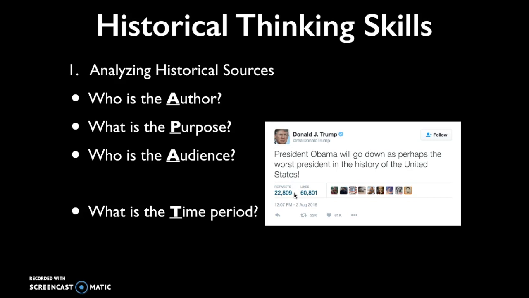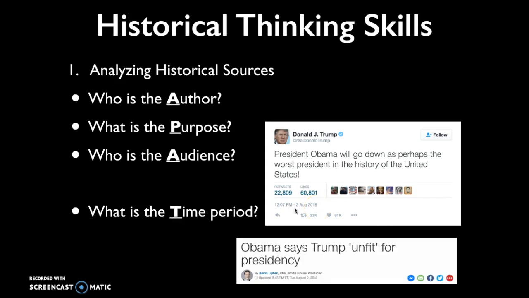And then finally, what is the time period? We can see here that this tweet was on August 2nd, 2016. Now, what if I told you that that same day President Obama gave an interview in which he said that Trump was unfit for the presidency? So this is when, again, he was running for the presidency. And so knowing the time period, the historical context, is really important for explaining why certain people say the things that they choose to say.